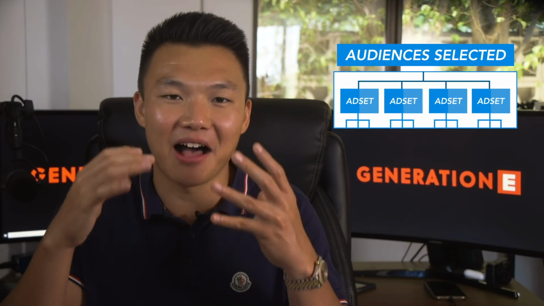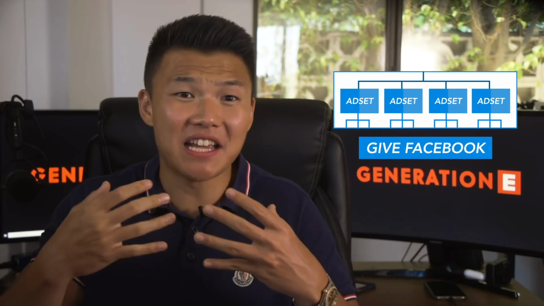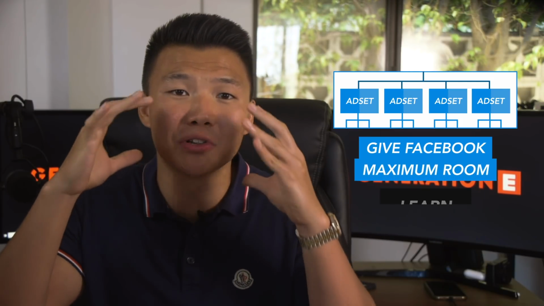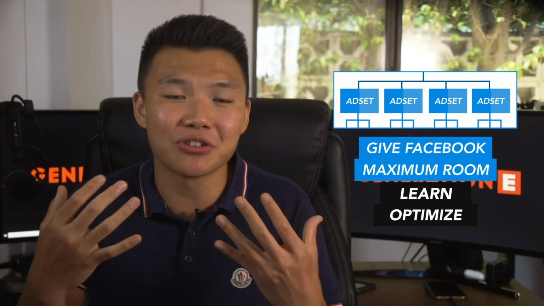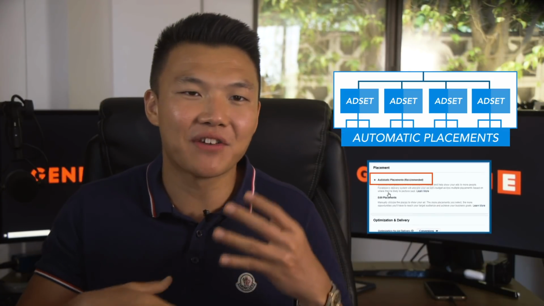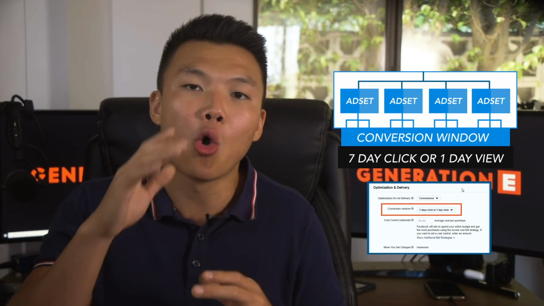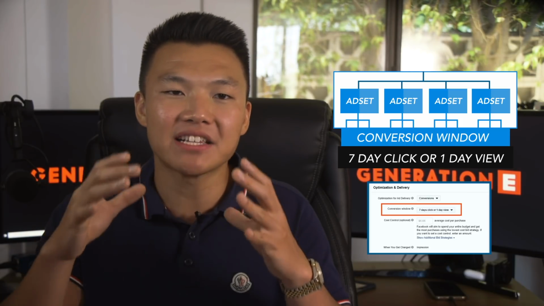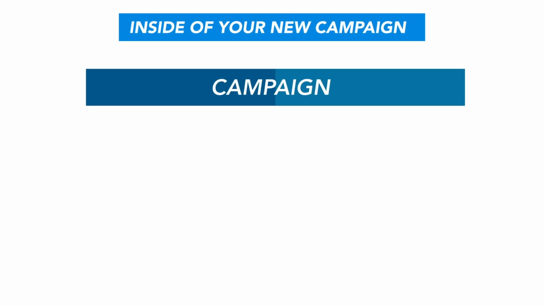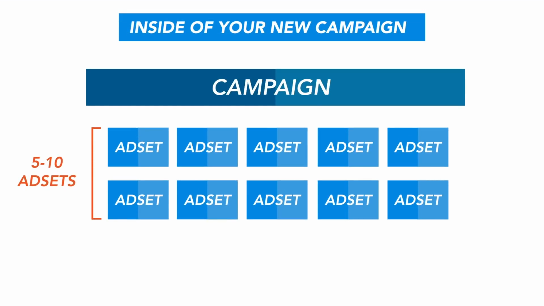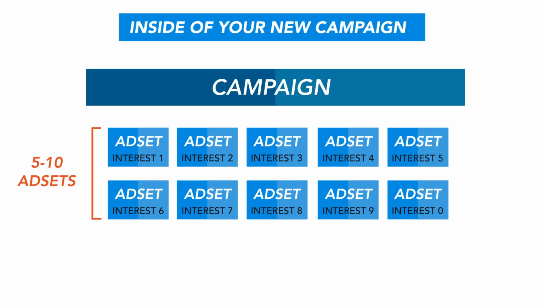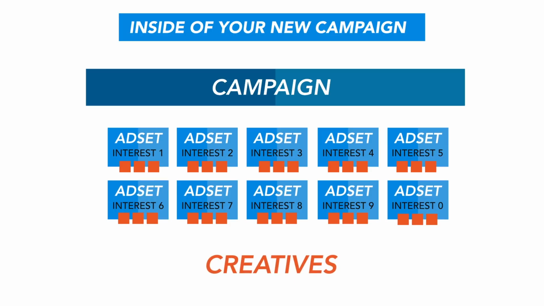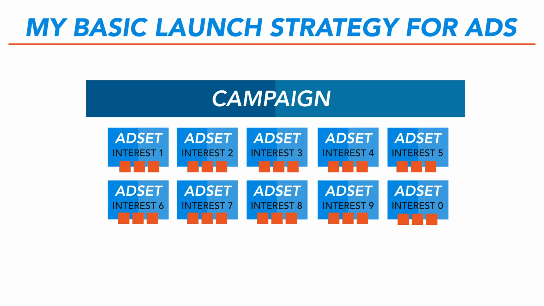I don't change anything else within my ad sets. I give Facebook the maximum amount of room to learn and optimize, which is why I do automatic placements. I also leave conversion window on a 7-day click or 1-day view to give Facebook the best chance for collecting more data. Now, inside of your new campaign, you should have 5 to 10 ad sets with each one targeting a different interest in the United States. All the ad sets should also contain the same creatives. We're gonna isolate that variable. So there you go. That's my basic launch strategy for Facebook ads.